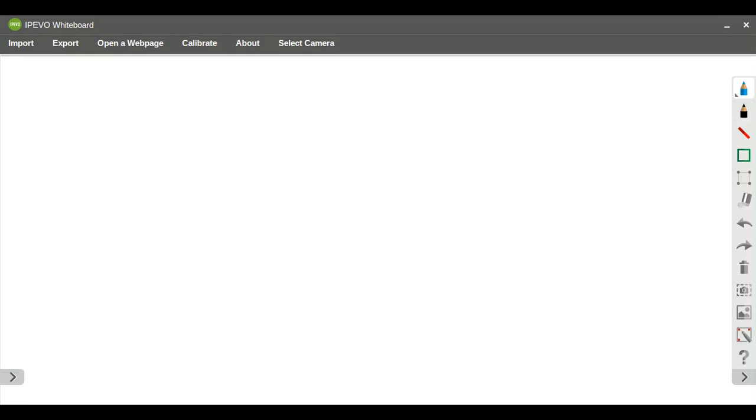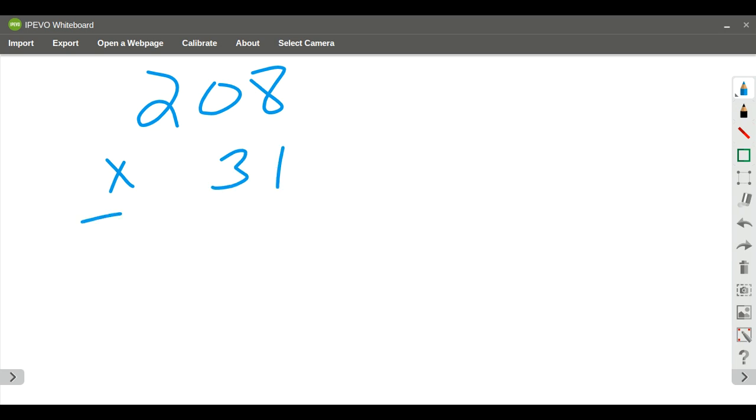So today our focus is going to be on building fluency with multiplying multi-digit numbers. We're looking specifically at 3-digit numbers by 2-digit numbers, and we're going to be building that fluency by multiplying across zeros using the standard algorithm. So the first problem that we're going to take a look at is 208 multiplied by 31.